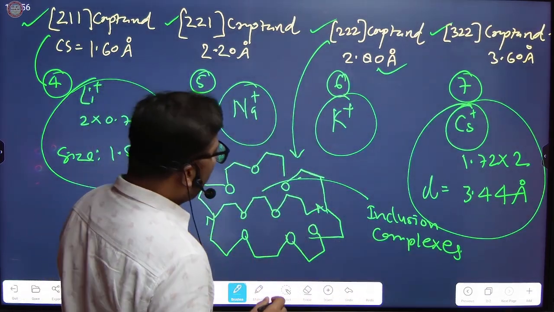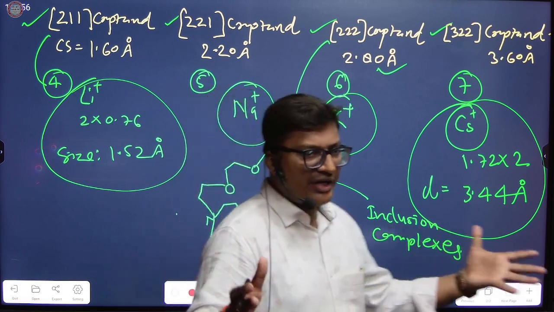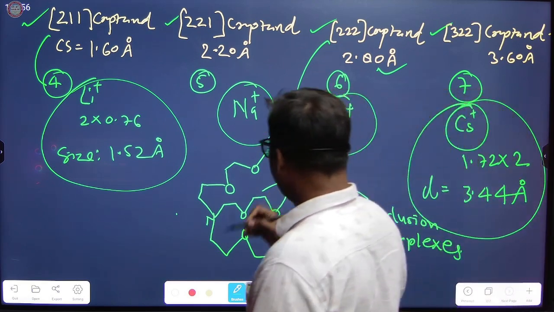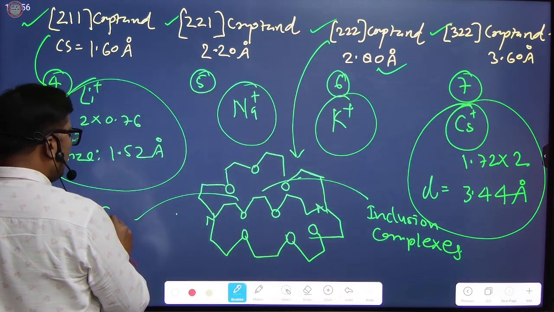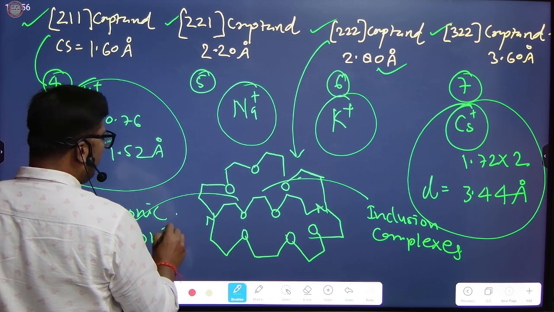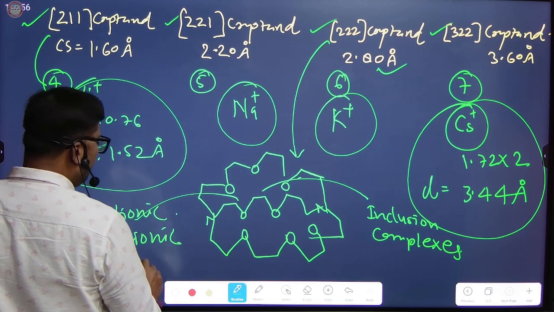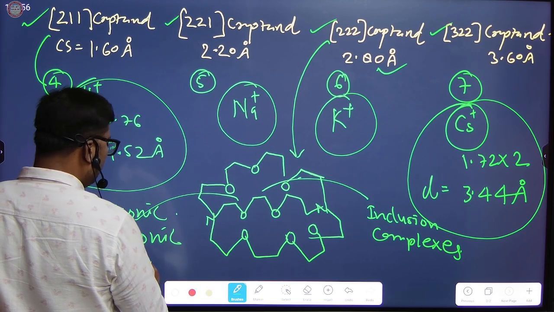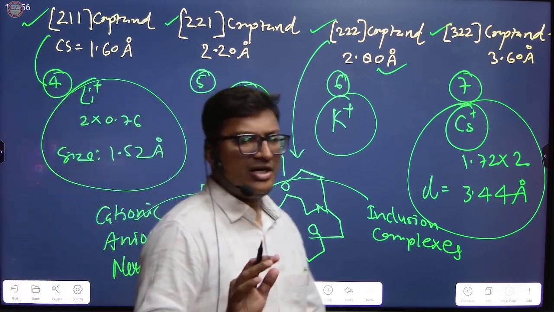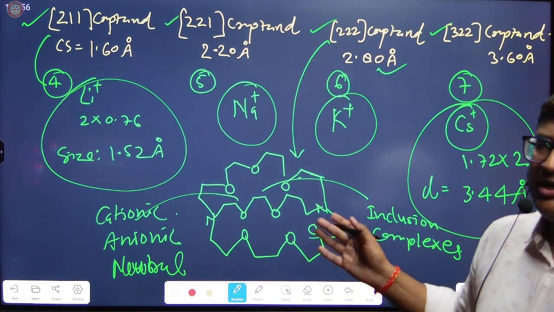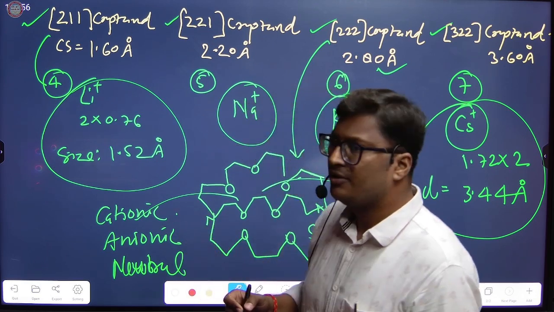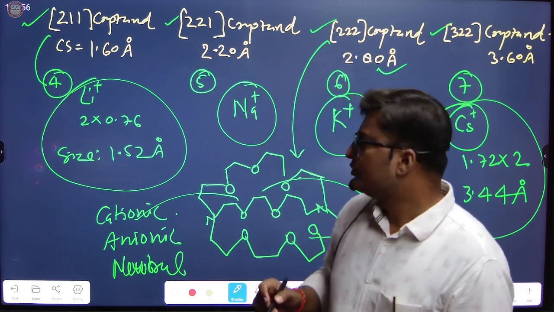And it can accommodate, so this structure is susceptible to accommodate either cationic species, anionic species, or neutral organic molecules. So this is another advantage of this cryptand. It can accommodate cationic species, anionic species, and neutral organic species.